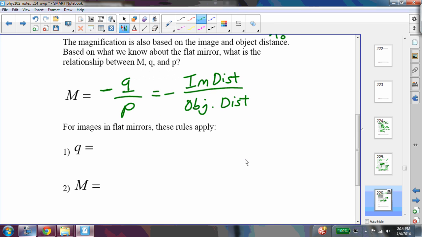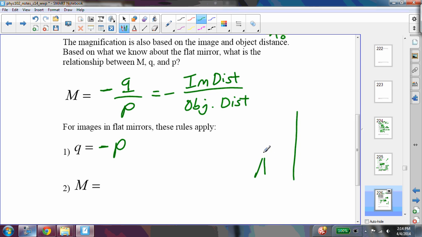All right. Now for images in flat mirrors, the same rules are going to apply. But remember q, actually I'm going to write it in the way that we wrote it before. No, this is right. q is equal to negative p. All right. That rule applies for flat mirrors. Let me show you what that means actually.